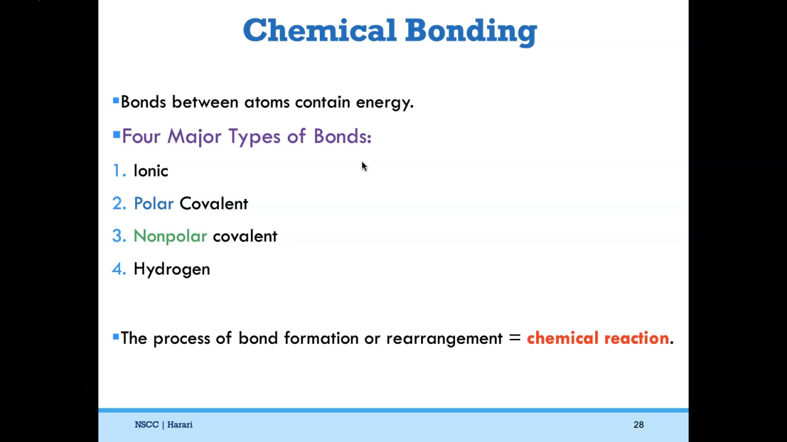And a chemical reaction is a fancy way to say bonds are being made or broken. So the process of bond formation and bond rearrangement is a chemical reaction. So that's what a chemist does, right? A chemist studies how bonds get rearranged and made and broken between molecules.